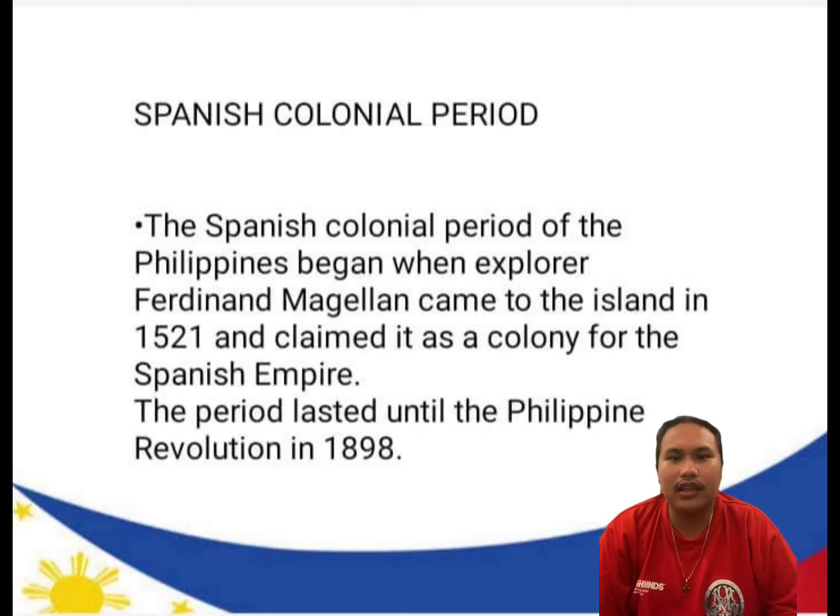So the second one is the Spanish colonial period. The Spanish colonial period of the Philippines began when explorer Ferdinand Magellan came to the islands of the Philippines in 1521 and claimed it as a colony for the Spanish Empire. The period lasted until the Philippine Revolution in 1898.